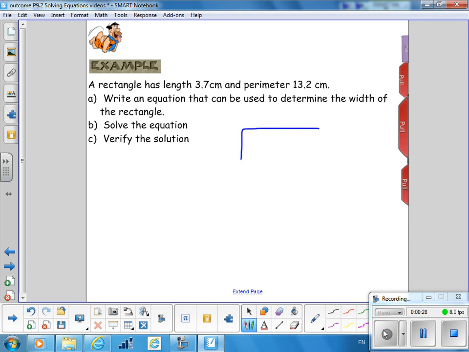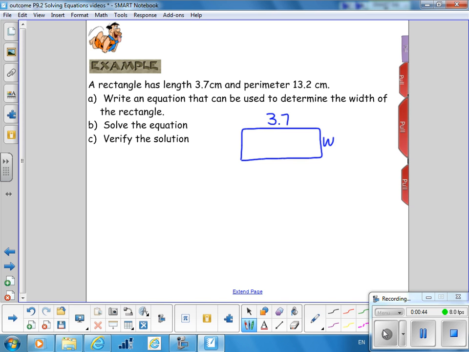So if we have a rectangle, we know the length is 3.7 centimeters. We don't know what the width is, so we need to assign it a variable. You can pick whatever variable you want. I'm going to pick W for width. We know that the perimeter is 13.2 centimeters.